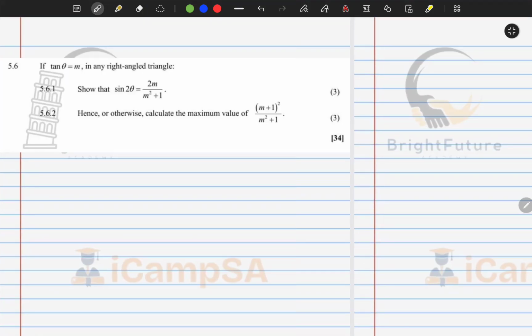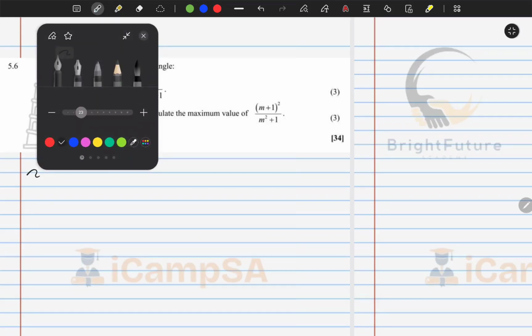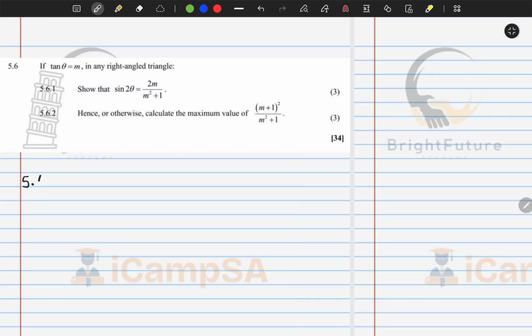So we are told that tan of theta equals m in a right-angled triangle. Now we are required to show that sine of 2 theta will be equal to that. Okay, let's go and have a look. 5.6.1. So what we are starting with is tan of theta that equals m.